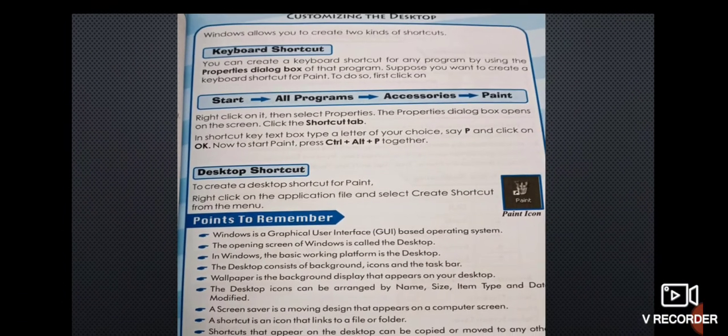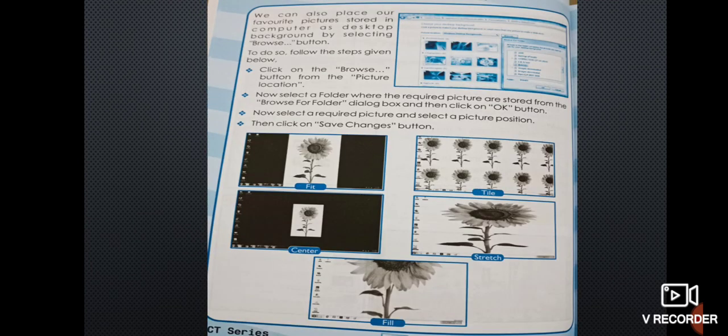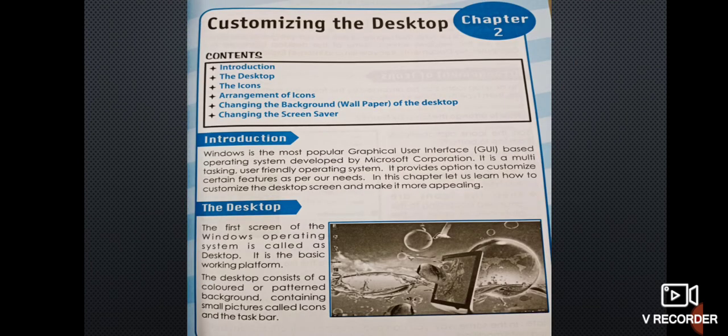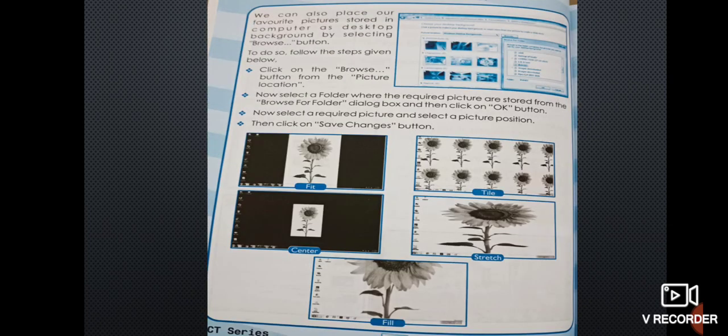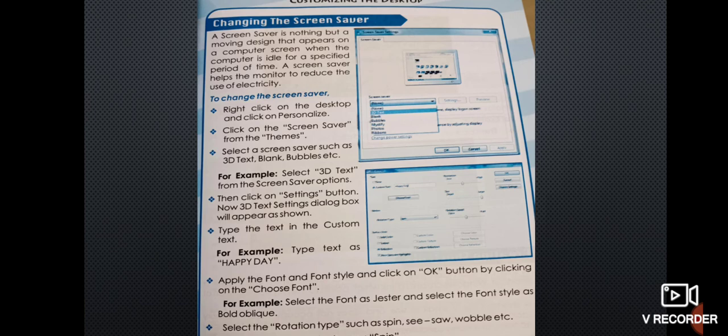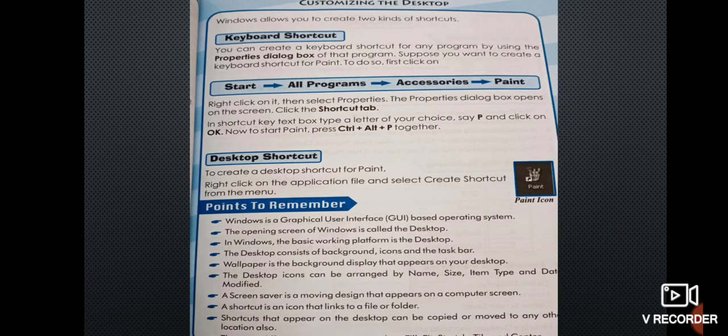So these are the few things that you have come to know about in this chapter. Chapter number 2 is about customizing the desktop. We have discussed what a desktop is, how to arrange icons, how to change the background of the desktop, how to change the screensaver, and finally how to create a shortcut.